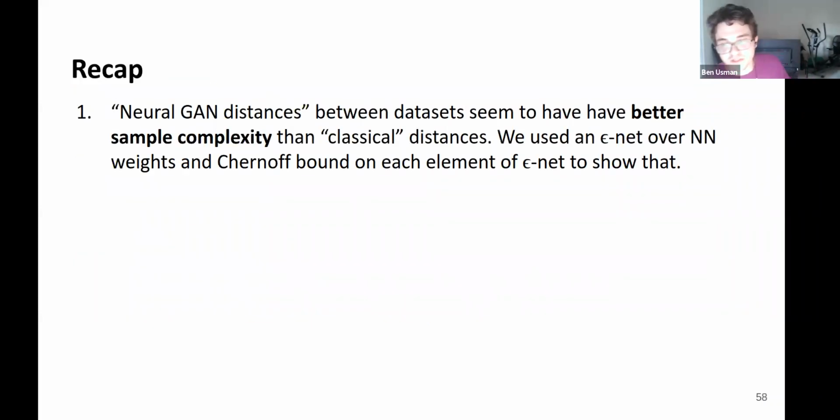So finally, to wrap up everything we talked about today, we first talked about statistical properties of GAN losses and showed that they seem to have better sample complexity than statistical distances, such as Jensen-Shannon and Wasserstein distance, if we estimate them in a naive way. To do that, we used the epsilon net method over discriminator weights and the Lipschitz property to approximate all discriminators with just a handful of them, and then applied the Chernoff bound and the union bound to this small collection of discriminators to get low sample complexity. We also used the same epsilon net trick to show that neural networks can, in principle, reach an approximate Nash equilibrium of the GAN loss.